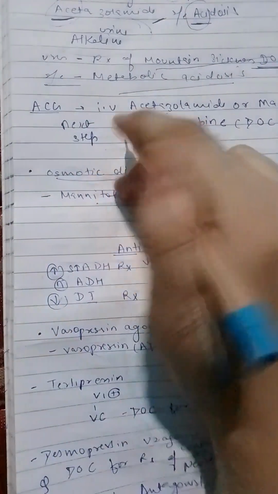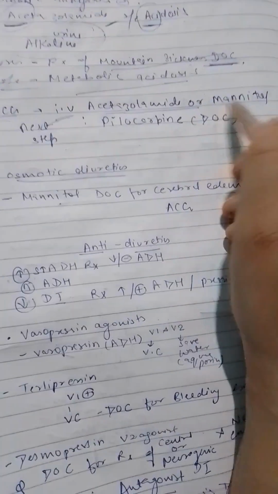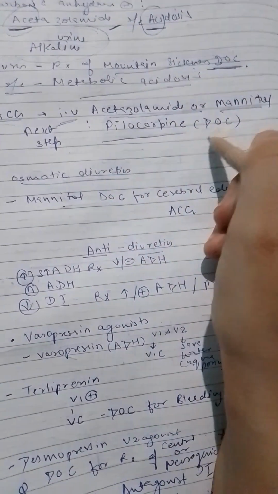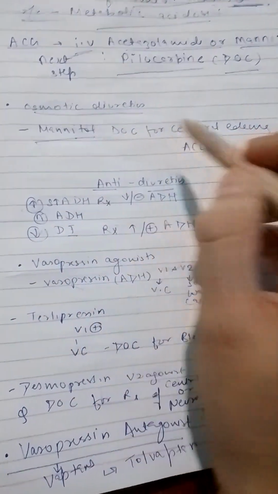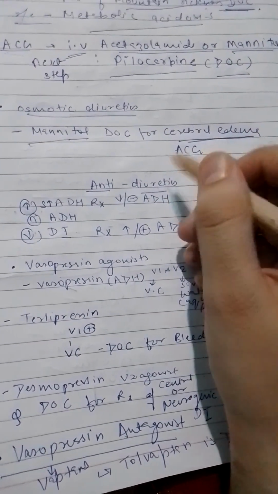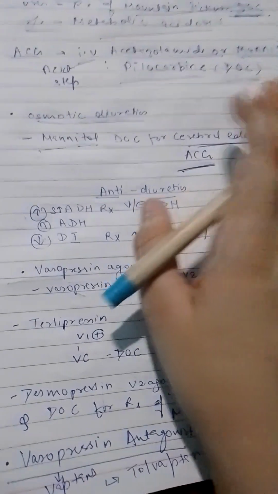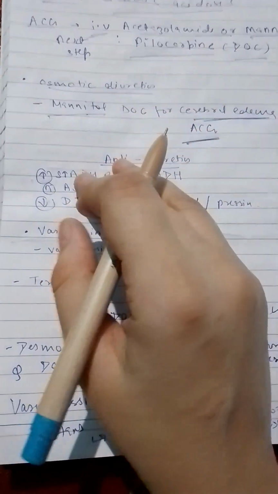In acute angle closure glaucoma, first we give IV acetazolamide, or instead of that we can give mannitol. After that we can give pilocarpine, which is the drug of choice. Then comes the osmotic diuretics. In osmotic diuretics there is mannitol, which is the drug of choice for cerebral edema, and again in acute angle closure glaucoma. If we talk about the diuretic of choice, then it is mannitol.